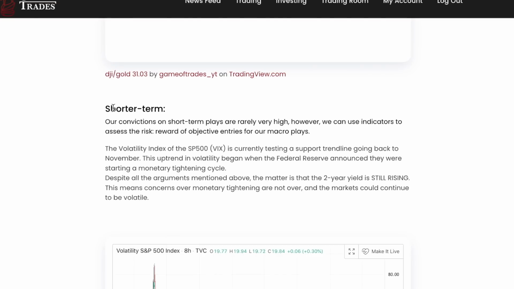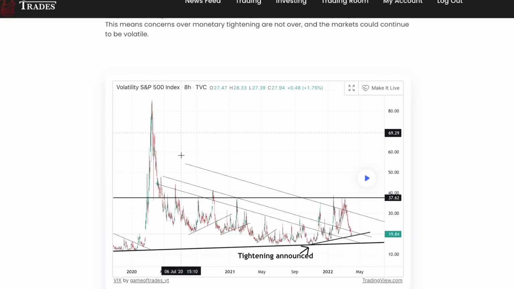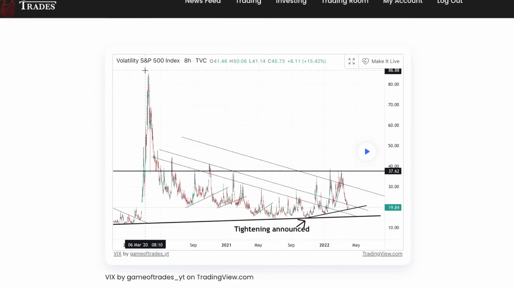But if we zoom down to the short-term picture of the SP 500, we took a look at this chart of the volatility of the SP 500. This is the VIX. So when volatility expands, when it goes up like it did here during March 2020 during the COVID crash, that means the market is going down. And so when the VIX tops, that usually corresponds to a bottom on the SP 500.